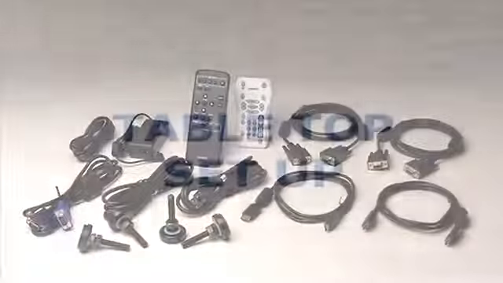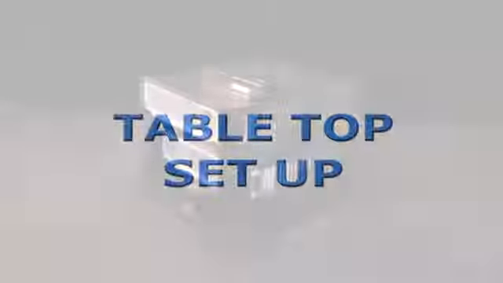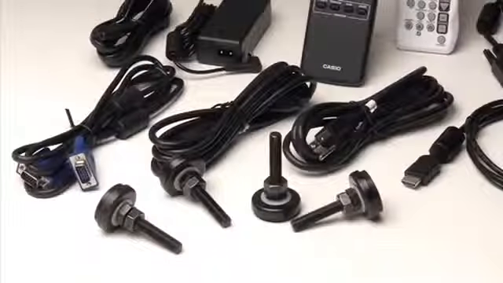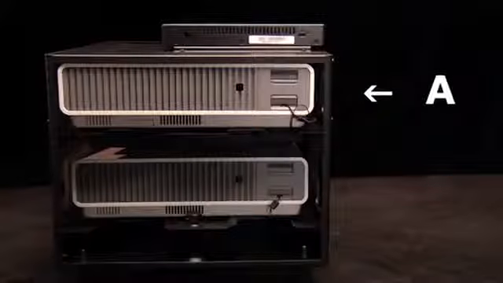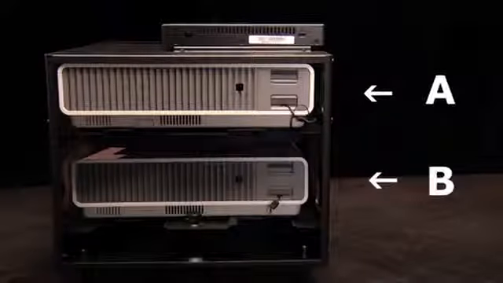For the purpose of this video, we will make all adjustments with the unit on a tabletop. Locate and install the 4 feet into the corresponding holes on the bottom of the unit. Put the unit on the table. In this position, the stationary projector A is the top projector, and the adjustable projector B is on the bottom.